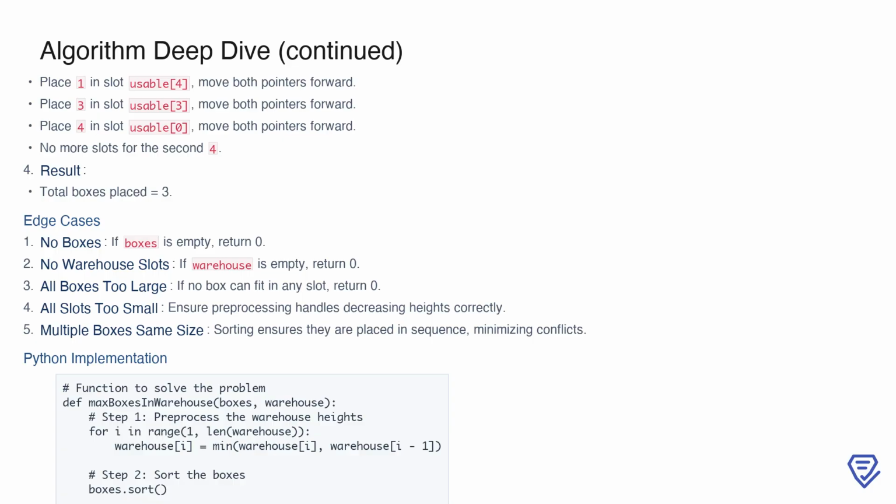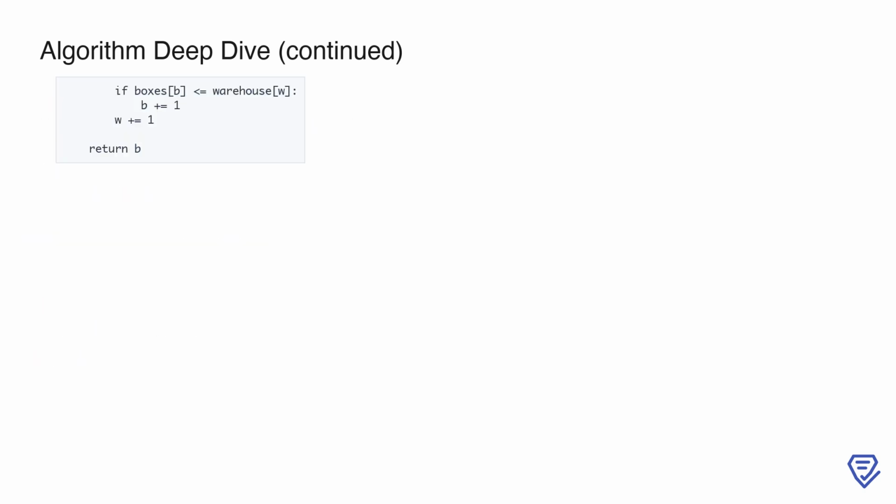Let's also consider some edge cases. If the boxes array is empty, the result is 0 since there are no boxes to place. Similarly, if the warehouse array is empty, the result is also 0 since there are no slots available. If all boxes are too large to fit in any slot, or if all slots are too small, the result is again 0. Finally, if multiple boxes have the same size, sorting ensures they are placed in sequence, avoiding conflicts and maximizing placements. Here's the Python implementation of the solution.